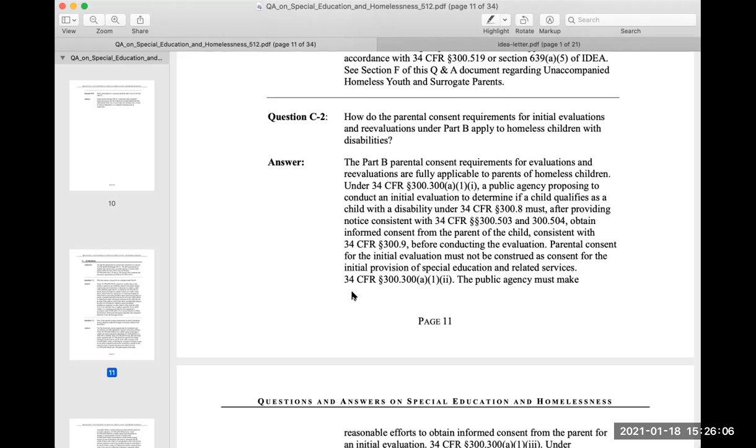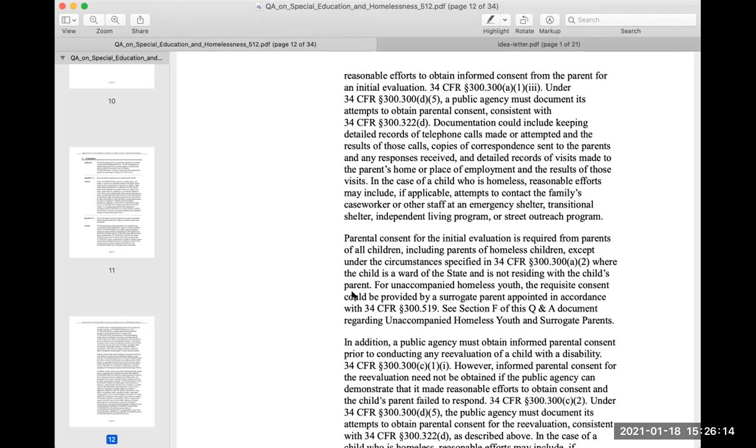34 CFR paragraph 300.300A1-2. Question C2, answer, page 11. Questions and answers on special education and homelessness. The public agency must make reasonable efforts to obtain informed consent from the parent for an initial evaluation. 34 CFR paragraph 300.300A1-3.